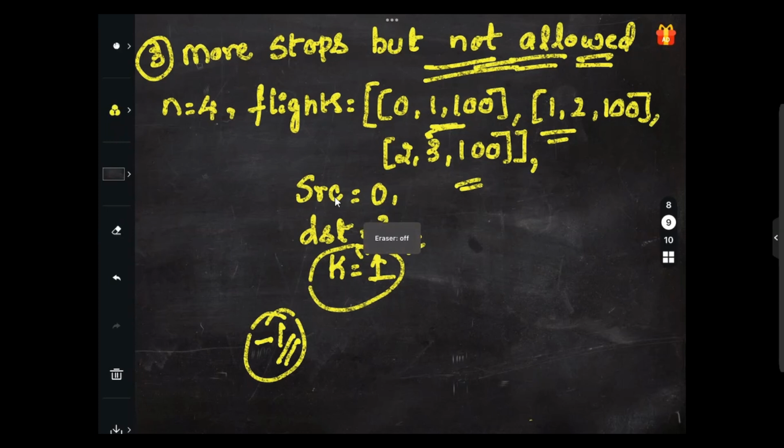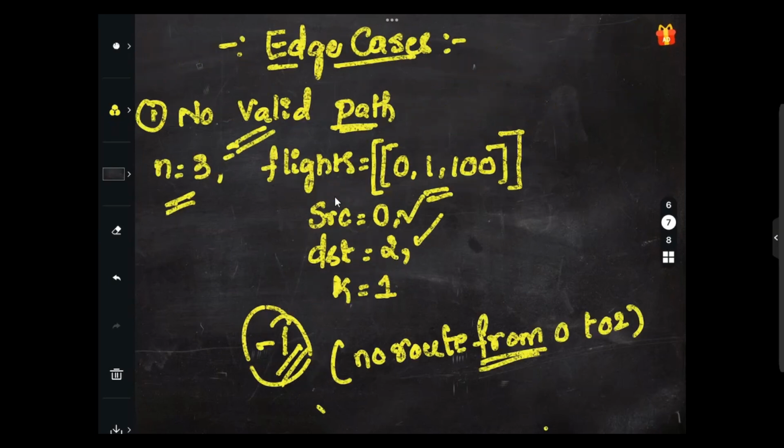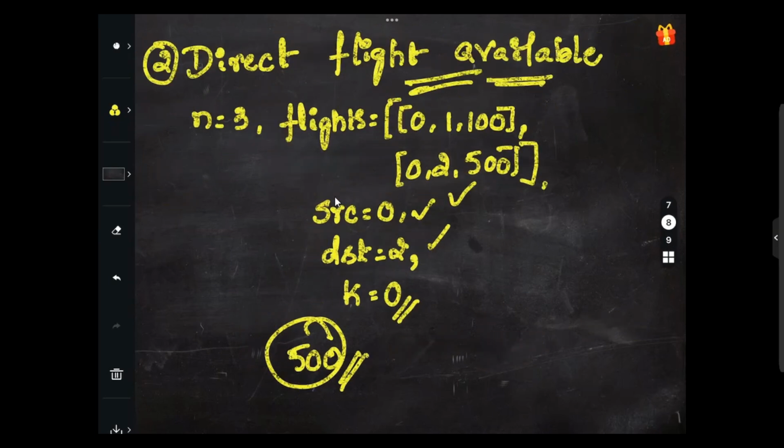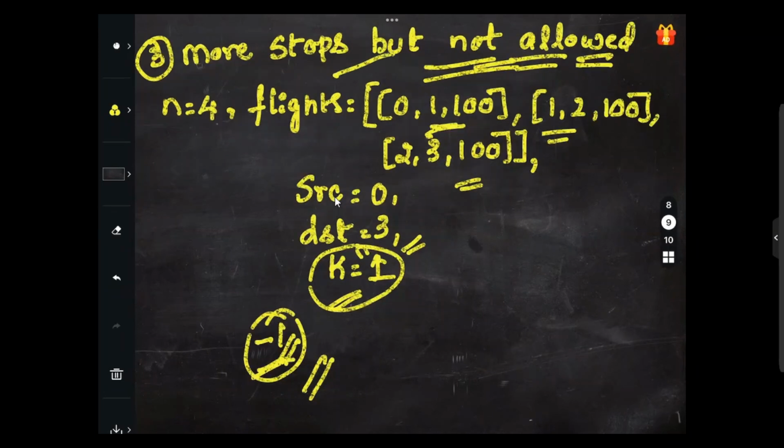So the output that we will display in that case, we need more stops, but it is not allowed here. K equals 1 they have given for the edge case that we have considered. So output will be -1. I hope all the edge cases are clear here. The first edge case that we went with here is no valid path. The second edge case that we went with here is direct flight available. The third edge case that we went with here is more stops but not allowed. I hope all the edge cases are clear along with the approach that we discussed.